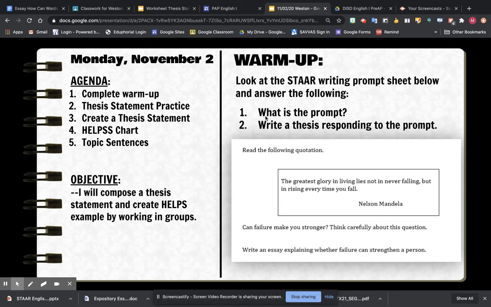Today in your warm-up, you're going to practice doing a star prompt. So looking at this prompt sheet, where is the prompt, or what is the prompt? Write that down. You can go to your Google form, you'll fill this out, and then write a thesis statement responding to the prompt. After you completed your warm-up, we're going to do a thesis statement practice. You're going to create a thesis statement. We're going to talk about a helps chart and topic sentence.